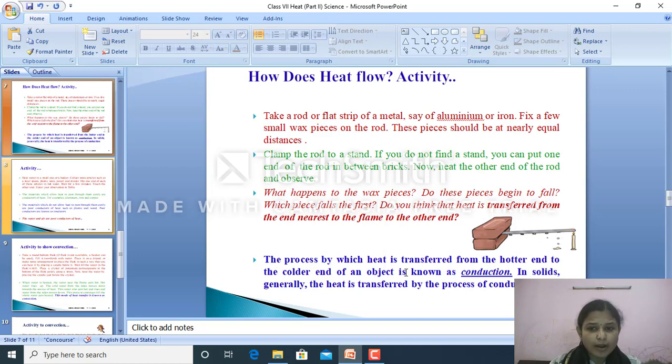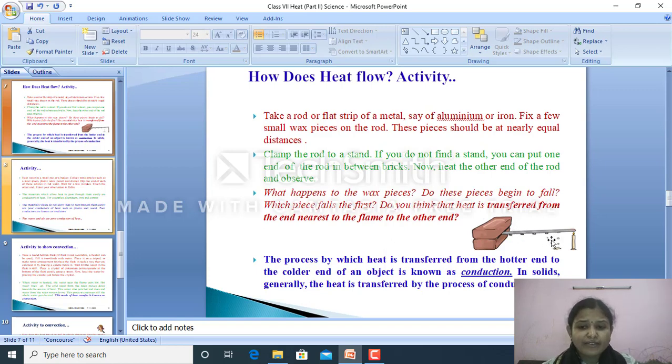In case of solids. So if you see the diagram over here, this activity is very, very simple. You can do it at your home also. This is any metal pipe. For example, this is an aluminium or an iron piece of metal. We are using metal because it is a conductor and transfer of heat can take place through conductors.